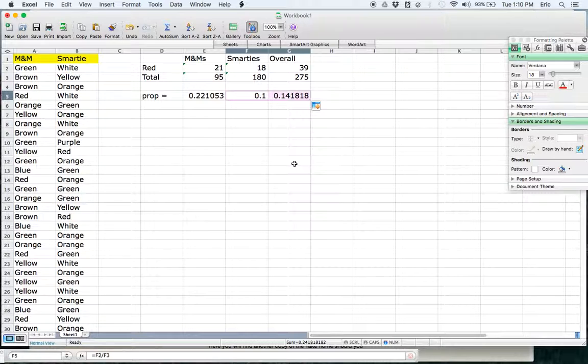Okay, on to step number 3. We have to do the inferential part of this. So I need a null hypothesis. In this case, my null hypothesis is going to be that the 2 proportions are the same. Not sample proportions, but overall proportions. So pi M equals pi Smartie.